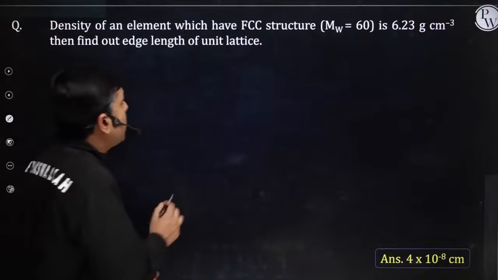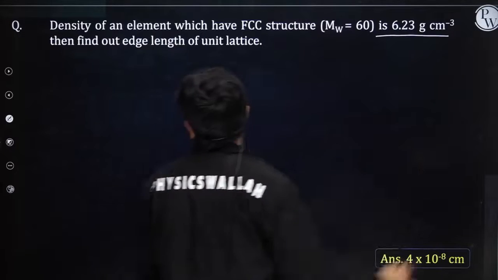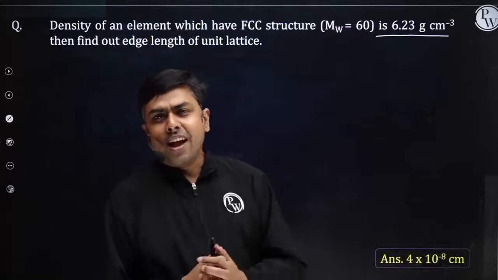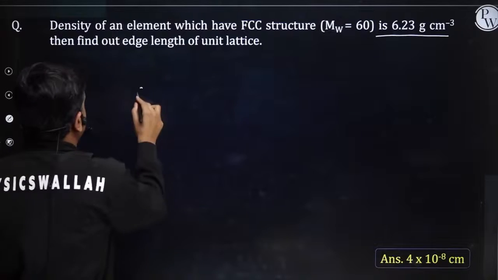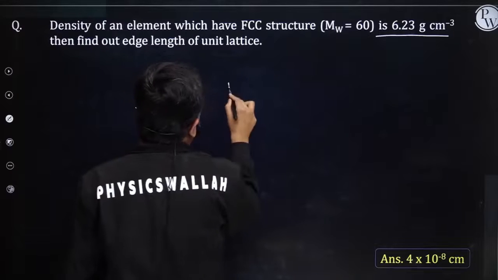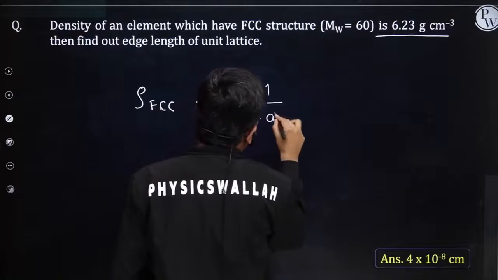Density of an element which has FCC structure is 6.23 gram per cc. Find out the edge length. Once again, the repetition of question, and we have the formula of density. Density of FCC is equal to 4 into m upon Na into a cube.